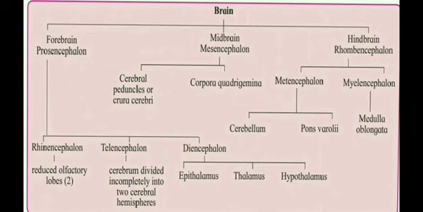Third part is the hindbrain. It consists of two parts, metencephalon and myelencephalon. Metencephalon consists of two parts, cerebellum and pons varolii, and myelencephalon consists of one part, medulla oblongata. So in short, hindbrain consists of three parts: cerebellum, pons varolii and medulla oblongata.